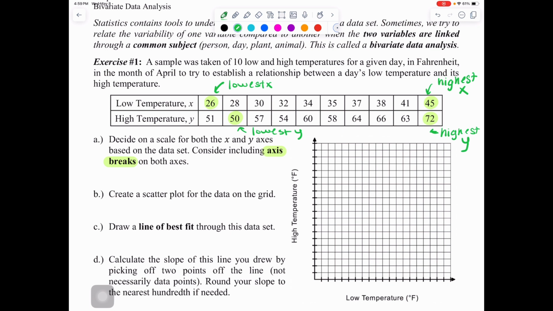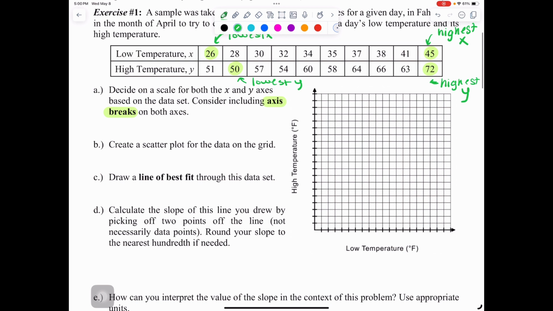Now, when I look at the lowest, 26, and the lowest of 50, there's a lot of numbers from 0 leading up to that I don't need to look at. So that's why this graph is a great example of one where a break would make sense. We can jump to what we need and then pick an appropriate scale from there. So here's what I mean.